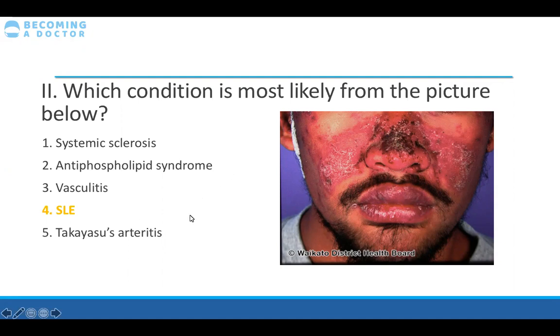I know some of you said systemic sclerosis, and I can understand why, but if you see someone with a characteristic butterfly-shaped rash, you would want to know more of the history, but you would go with SLE as your first option. Antiphospholipid syndrome, I'm not quite sure that it does have a rash, so I'm not sure of the reasoning behind that. And Takayasu's arteritis, again, it's uncommon to present in this form.